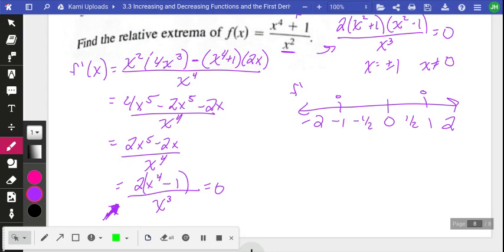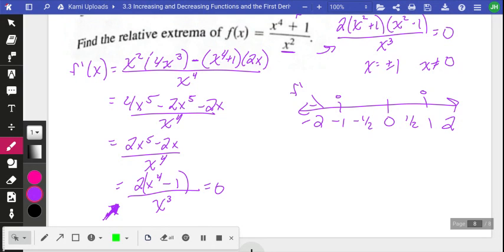If I plug in negative 2 and do it to the 4th power, it's going to be positive 4. Minus 1 is still a positive number. If I plug in negative 2 and cube it in the bottom, it's negative. So I have a positive over a negative, so this is negative. Now I'm going to plug in negative 1/2. If I plug negative 1/2 into the 4th power, it's going to be positive, but a very small number.